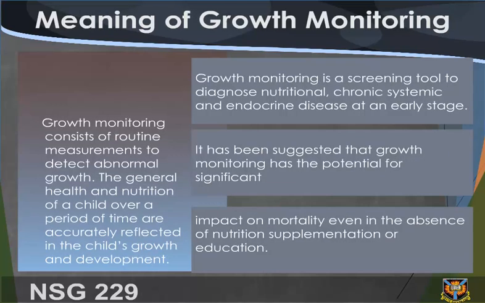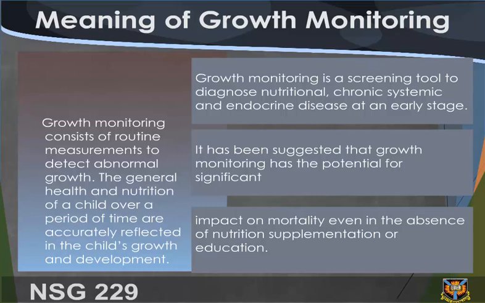Meaning of growth monitoring. Growth monitoring consists of routine measurements to detect abnormal growth. The general health and nutrition of a child over a period of time are accurately reflected in the child's growth and development. Growth monitoring is a screening tool to diagnose nutritional, chronic systemic, and endocrine disease at an early stage. It has been suggested that growth monitoring has the potential for significant impact on mortality, even in the absence of nutrition supplementation or education.